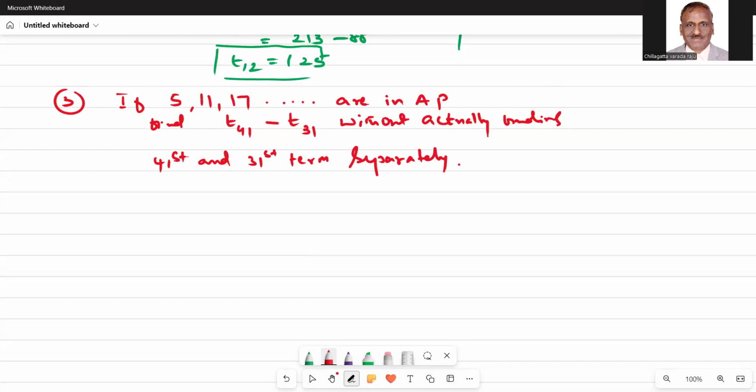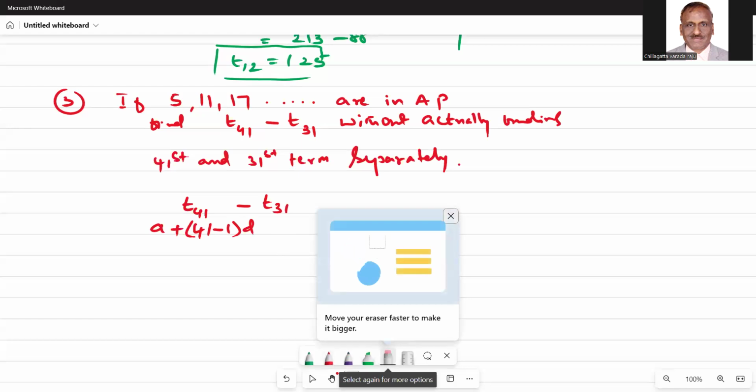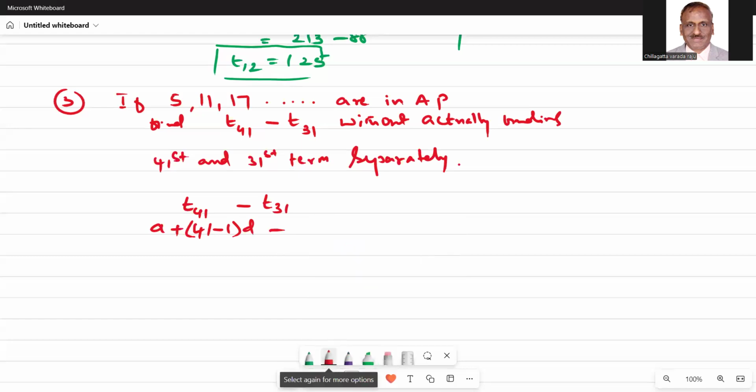You need not find out the 41st term and the 31st term and subtract them to say that this is the difference between the 41st term and the 31st term. So what you do is, what is given to you here? T41 minus T31. First, the general term you will write: A plus 41 minus 1 into D. Tn formula, no? The minus we will write as it is. So that gives you minus T31, which means you'll use the bracket: A plus 31 minus 1 into common difference. So this is the 41st term. This is the 31st term.